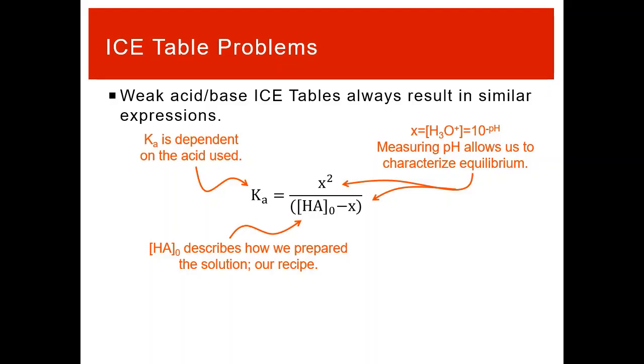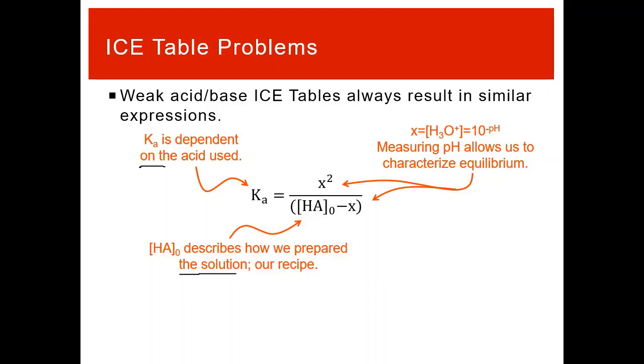First is the Ka, which is dependent on the acid used, right? We've always known what the acid is previously, or base or whatever it is, and that gives us, well, here's what the Ka is. We can look it up in a table. And then the final thing is the actual initial concentration of the acid, how you try to make this solution, what the recipe is.